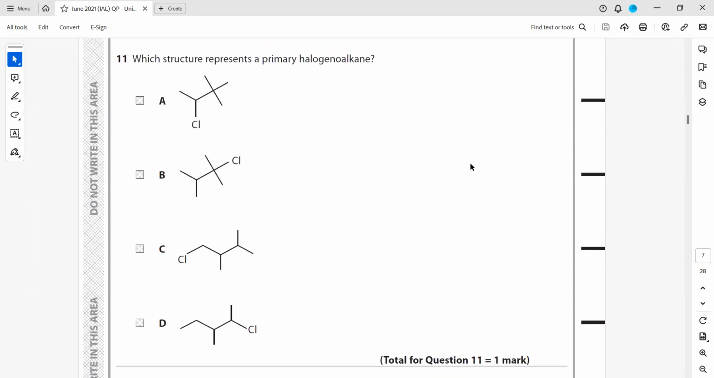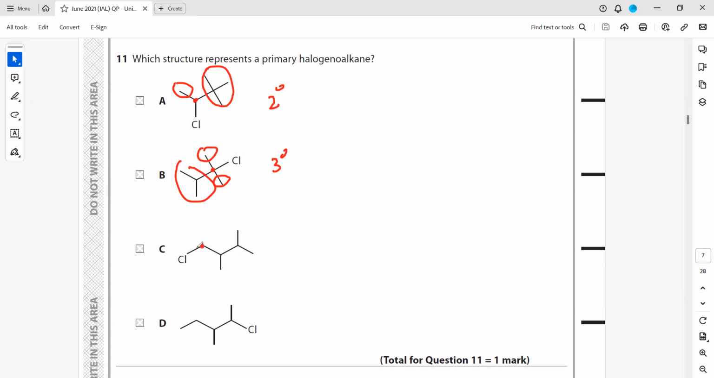Which of the structures represents the primary halogenoalkane? Primary halogenoalkane means the carbon which is attached to the halogen has one alkyl group. That will be a primary. So when we check, say this is a carbon, so two carbon chains are there, so this is secondary. This is a carbon which is attached to chlorine. It has three carbon chains, so it is tertiary.